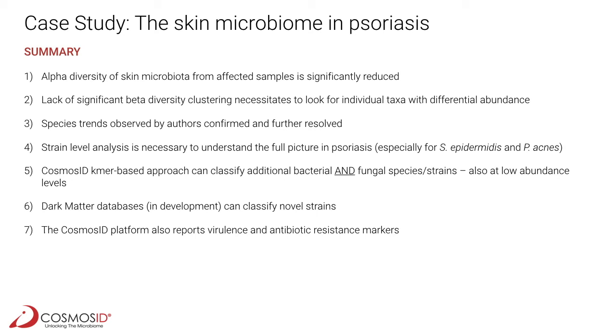The CosmosID K-mer-based analytical approach and our databases can classify not just cultured and well-characterized, but also additional fungal and bacterial species that were missed in the original paper, even those occurring at low abundances. The dark matter databases can contribute to the classification of previously undescribed strains. And one thing I'd like to point out, which we haven't shown here, is that the platform not only reports microbiome profiles with strain level resolution, but it also reports virulence factors as well as antibiotic resistance markers, which may be relevant in the context of this disease.